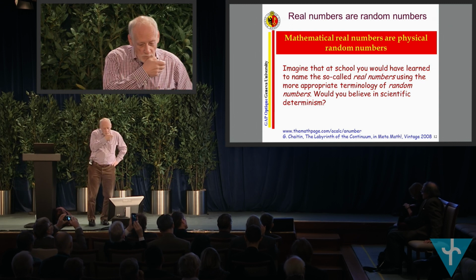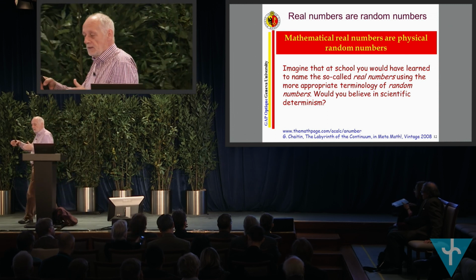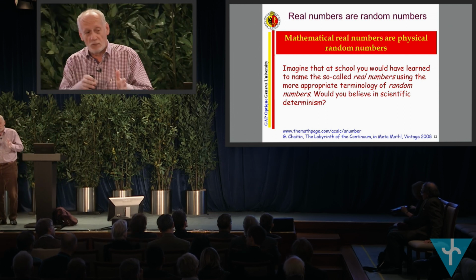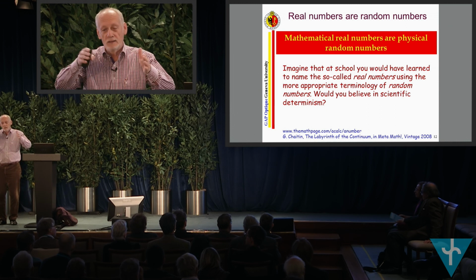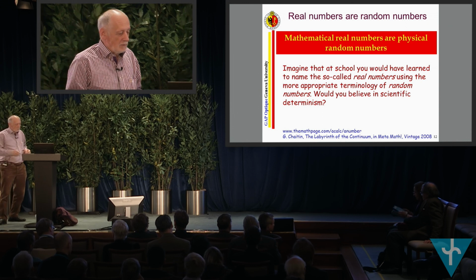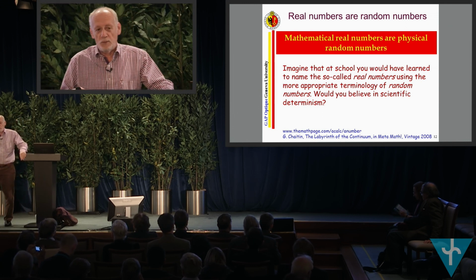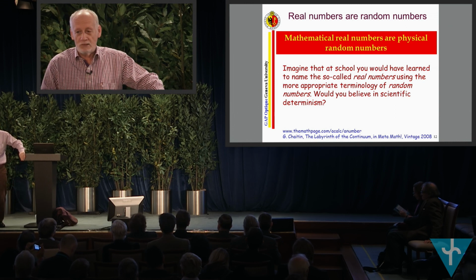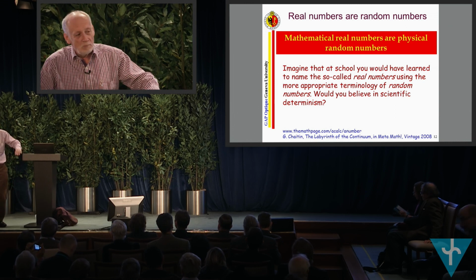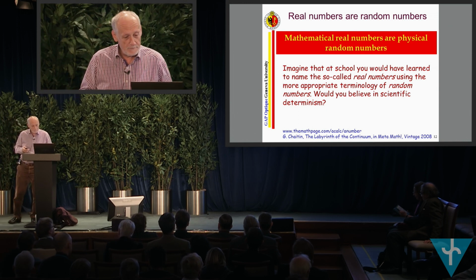And so if at school we would all have learned to name these numbers random numbers instead of naming them real numbers, which in a history fiction could really happen, we would probably not be so convinced that classical physics is deterministic, because we would not base determinism on random numbers. But it so happened that in our history, we name them real numbers.